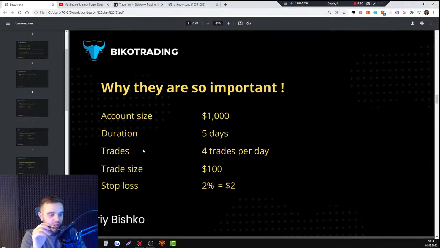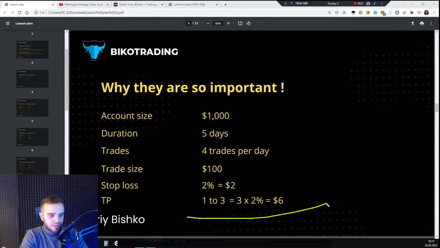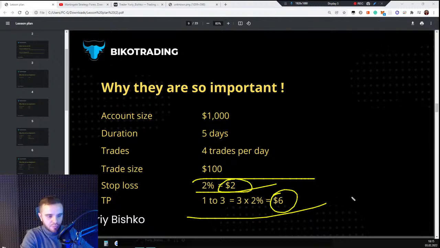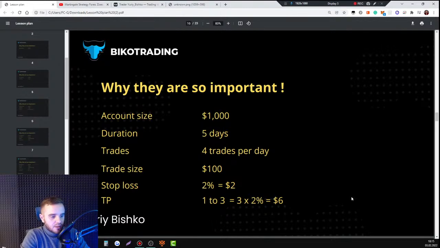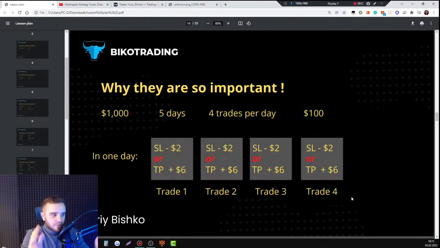And your take profit is 3 times more than your risk. Let's cover such an example. Take profit 3 times more means if price hits your stop loss, you lose $2. When price hits your take profit, you make $6. And let's cover why stop losses are so important.